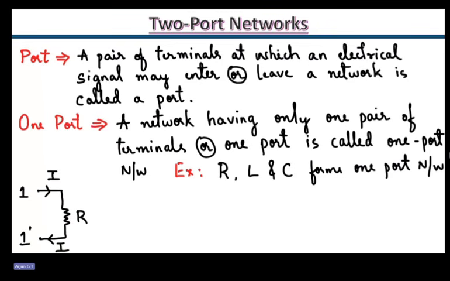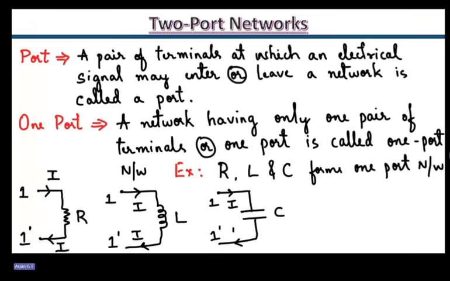And here the current can enter and the current can leave through the resistor. This one is called a one port network. Similarly for the inductor and also for the capacitor.